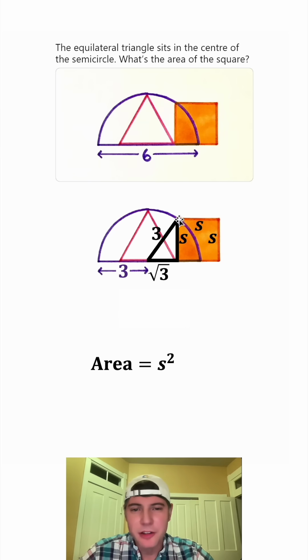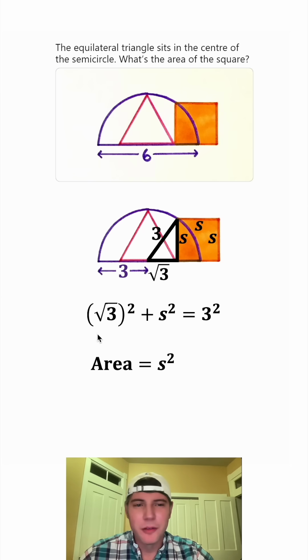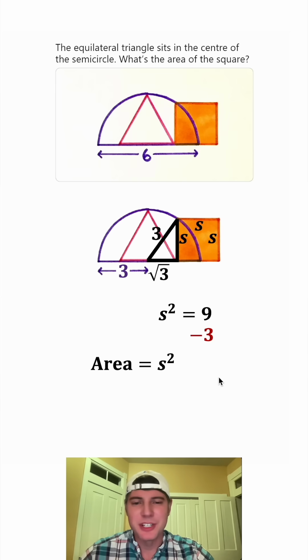And we now have another right triangle. Let's do Pythagorean theorem. It'll be root 3 squared plus s squared is equal to 3 squared. Over here, the square root and the square will cancel each other out. And 3 squared is equal to 9. After we subtract 3 from both sides, we end up with s squared is equal to 9 minus 3, which is 6. And s squared is what we were looking for. So in the place of this s squared, let's plug in 6.